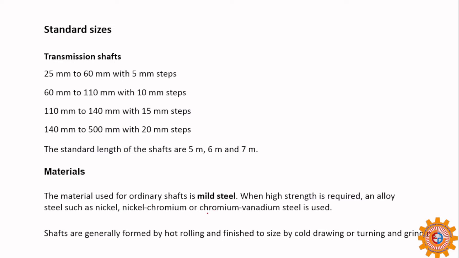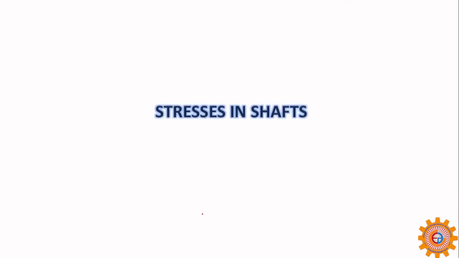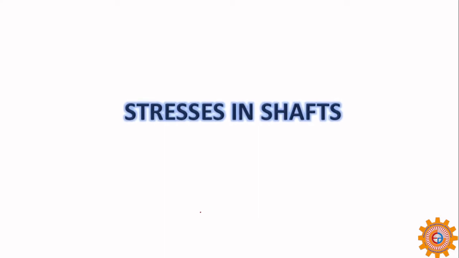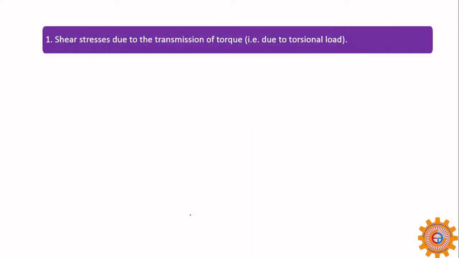Now, the stresses generally induced in shafts when they are put in operation. Shear stresses are induced due to transmission of torque. That means we are applying a torsional load. Due to this we have torsional shear. As you know, there are two shear stresses: one is direct shear, the other one is torsional shear.